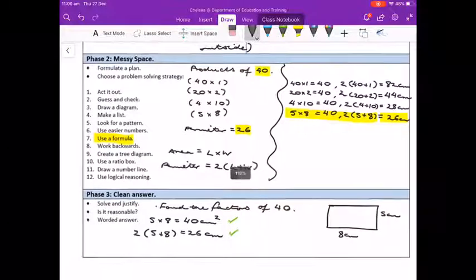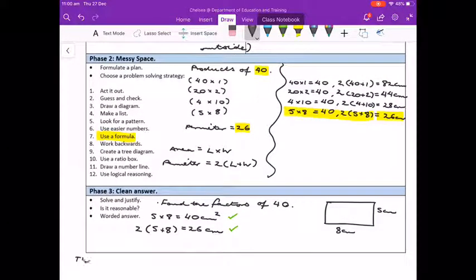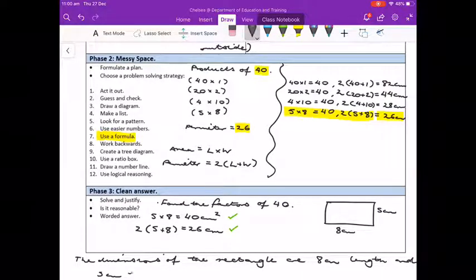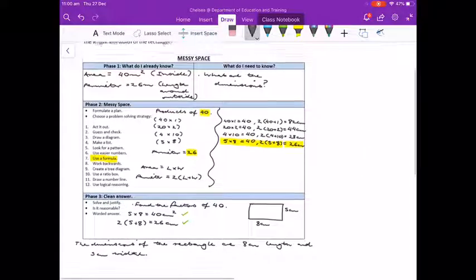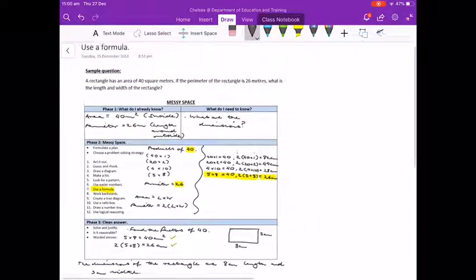If I had to write that in a worded sentence, I would say the dimensions of the rectangle are 8 centimetres length and 5 centimetres width. And that is how you problem solve by using a formula within the messy space framework.